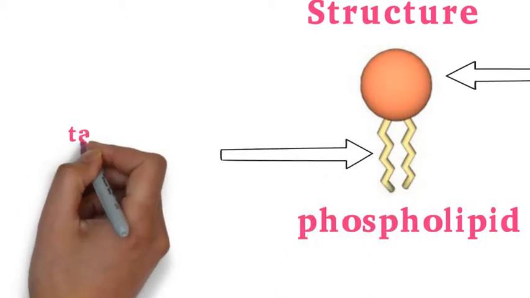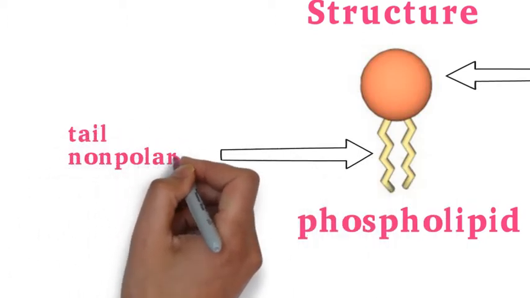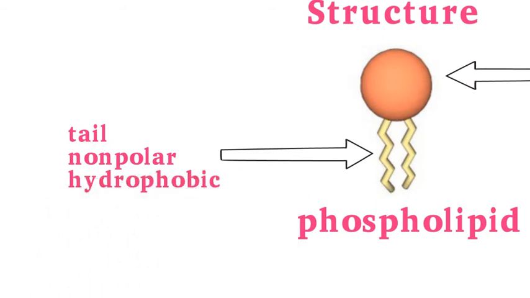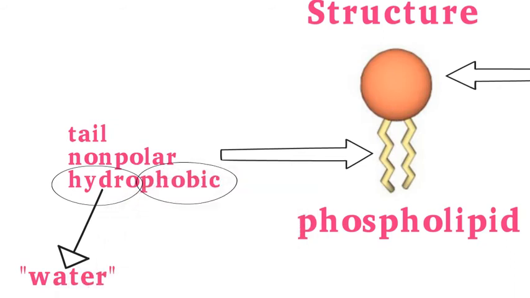The tails are nonpolar, so they have no charge and they don't like to stick to other things like water. That's why we say it is hydrophobic. Hydro means water, and phobic means fearing. The tails hate to be near water.